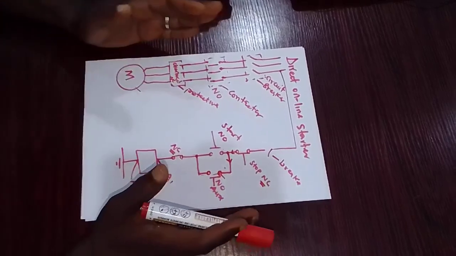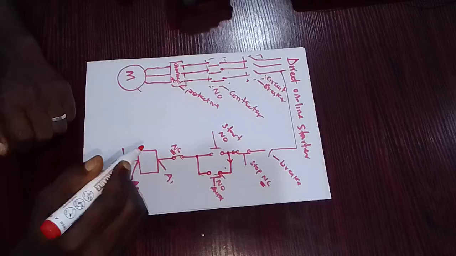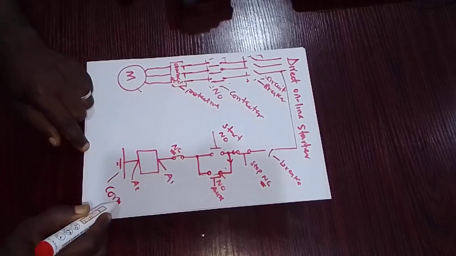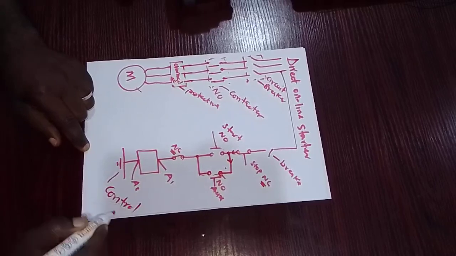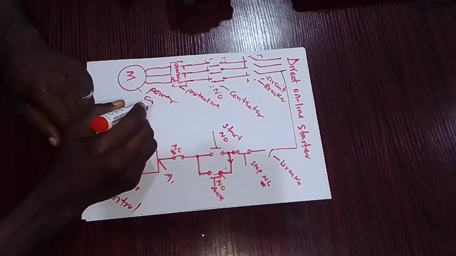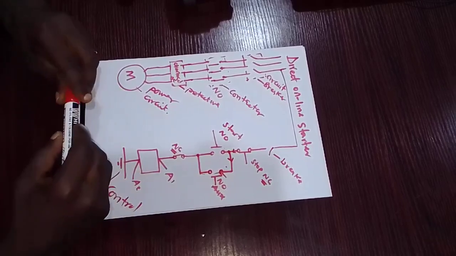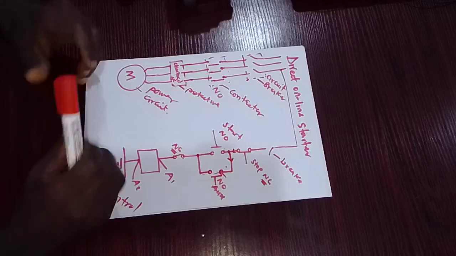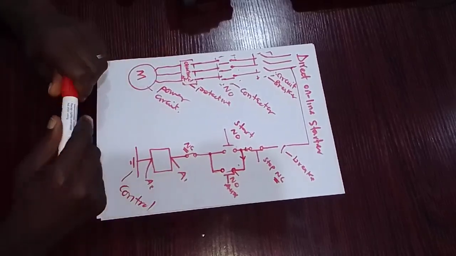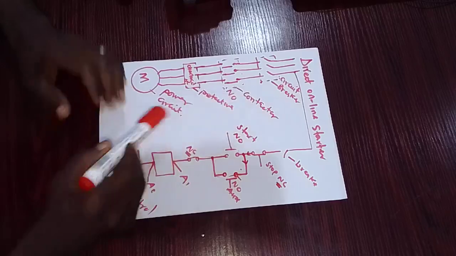So, this is just the overview of the direct online starter. Like we say, this is the control section or the control circuit, and this is the power circuit. So now we're going to look at a practical example of how this is connected. I believe by then we're going to have a better understanding of the whole concept of the direct online starter.